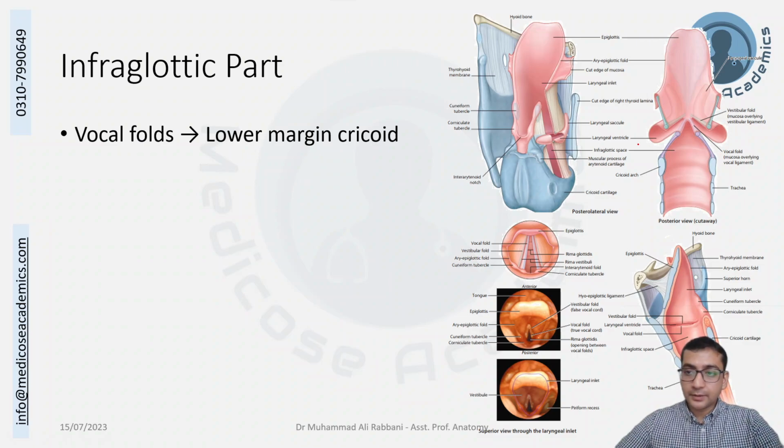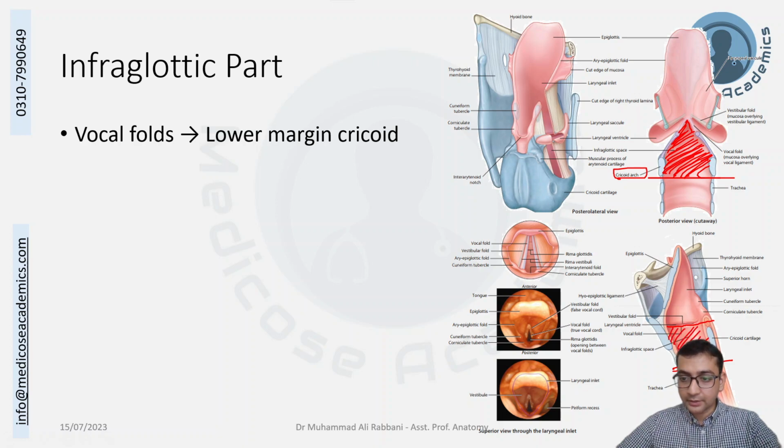Then there is the infraglottic part. As we discussed earlier, the opening between the two vocal cords is known as the glottis. Anything below this and above the lower end of the cricoid cartilage, this whole area, is known as the infraglottic part of the larynx. In this picture, this is the lower end and this is the vocal cord, so this will be the infraglottic part.